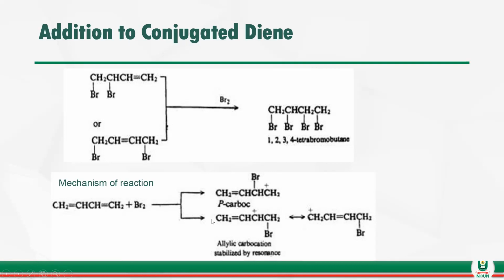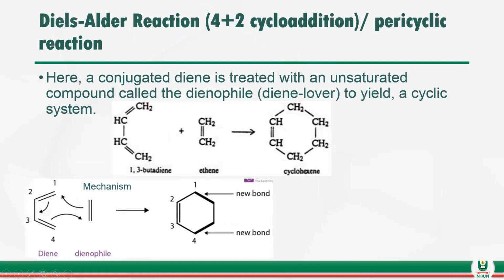So what happens is that when the second bromine attacks, if you are using this, the second bromine will come to this point, and that will give you 1,2. If you are using this, the second bromine will come here, and that gives you 1,4. Diels-Alder reaction, or what is also called 4+2 cycloaddition reaction.